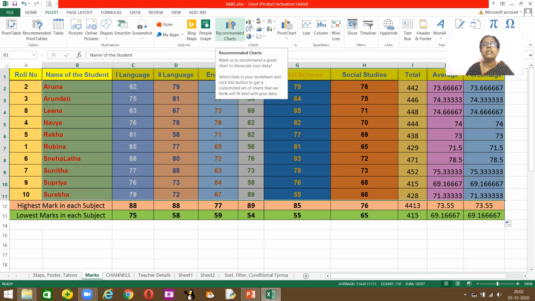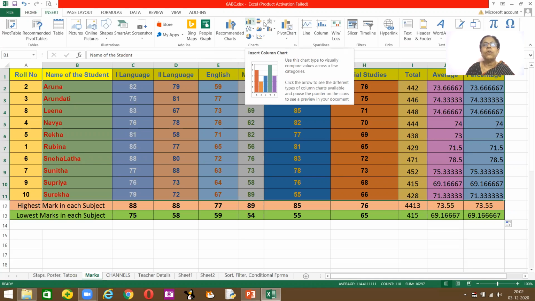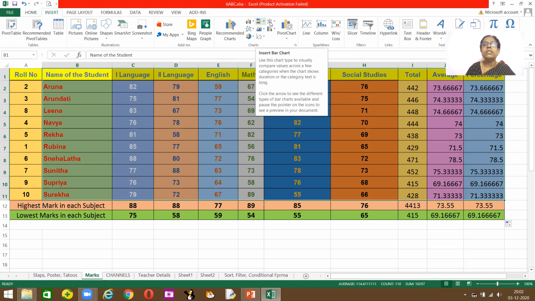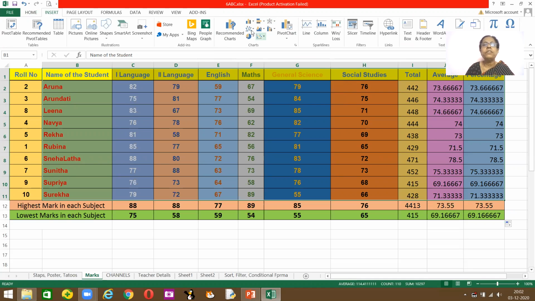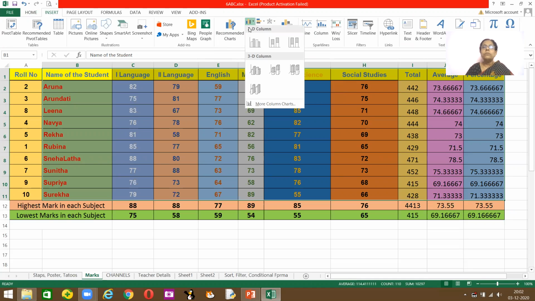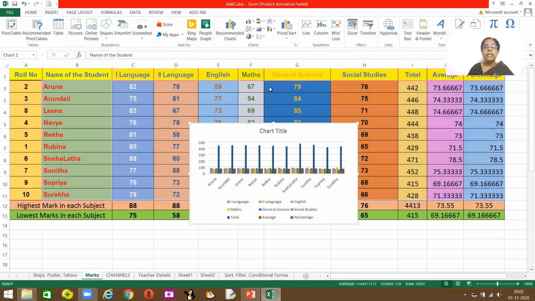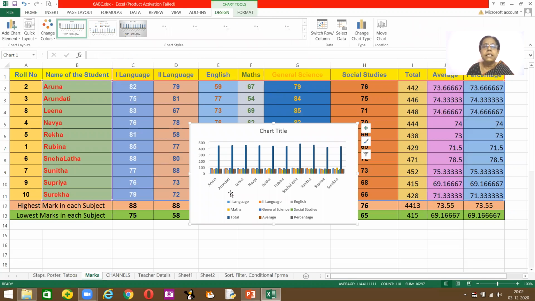You can select these bar charts and all, which are given here: column charts and bar chart, and this is radar chart. Different charts are there, or you can go to recommended charts. So let me select this column chart. Here you have 2D and you have 3D. So you can just open it and check. These are the things you can see, how it looks.